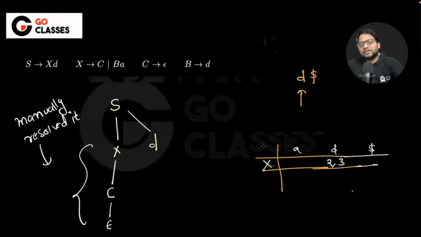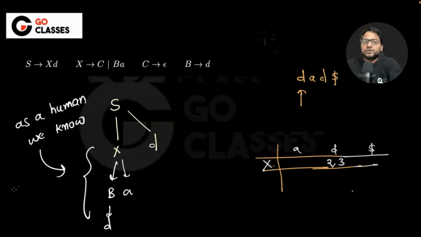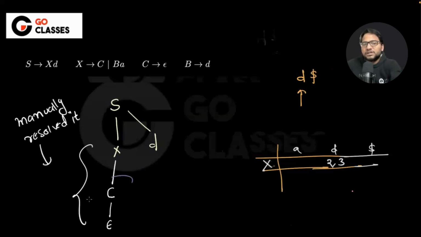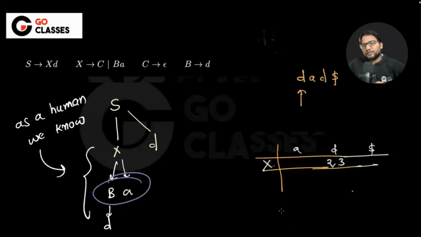But it will depend on the string. So manually also it's not fixed, right? Sometimes I'm going for BA, and sometimes I'm going for C. So I cannot say that if I want to resolve the conflict manually, then always let me just make this a parsing table, right? It will also be wrong. So we will say that LL1 is not able to parse, and as a human also, it will depend on the string. If it is DAD, then I will say that BA is a good choice, right?